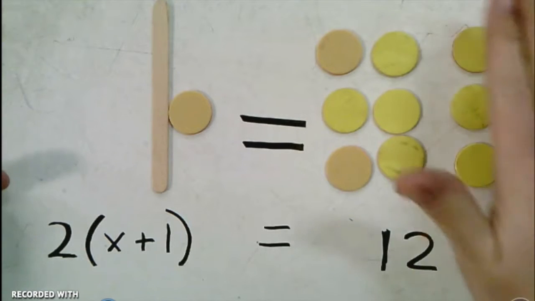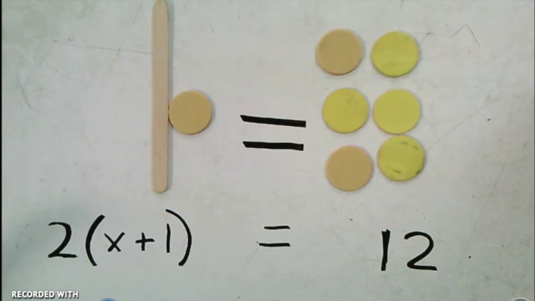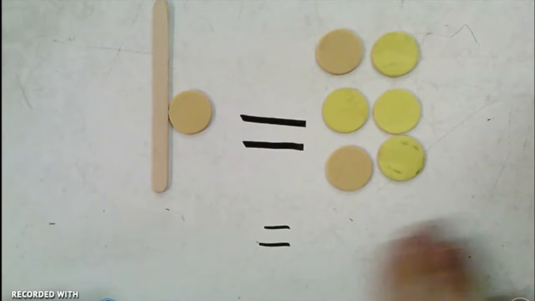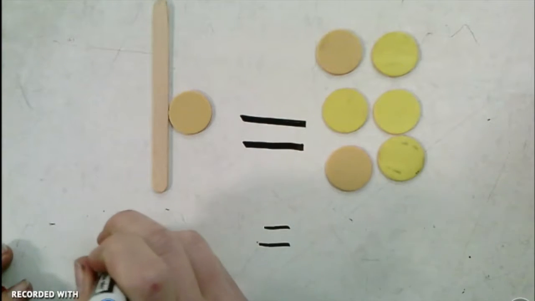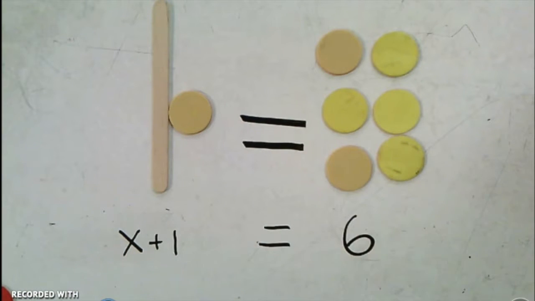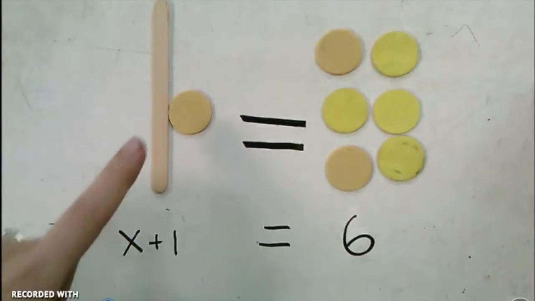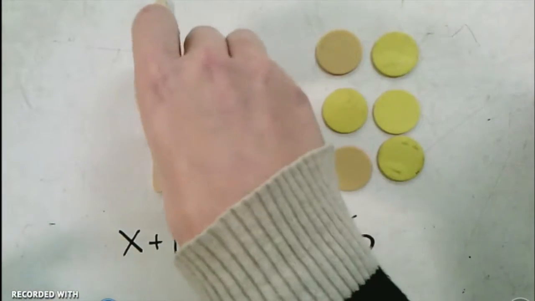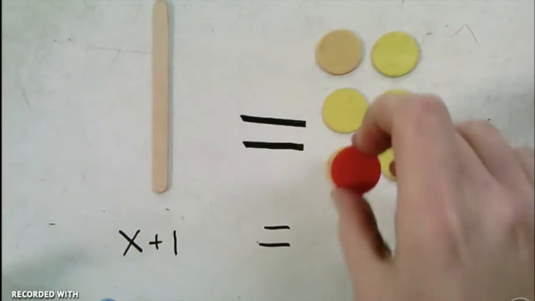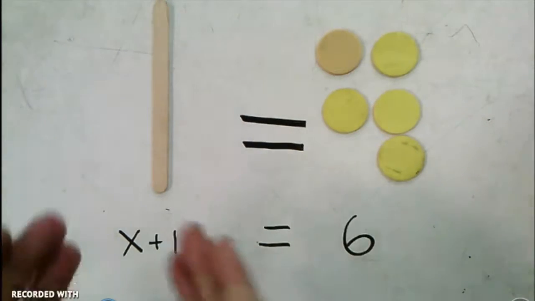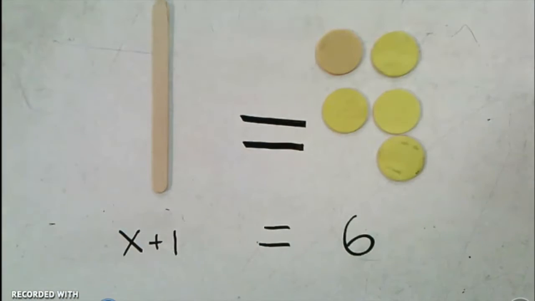So I'm going to take away 1 group here, and I'm going to take away 1 group there. And now what I'm left with is x plus 1 equals 6. So from here, I'm going to subtract 1 from there, which is the same thing as adding a negative. So that gets rid of that. And I'm going to add a negative here, which gets rid of that. And so now I have x equals 5.